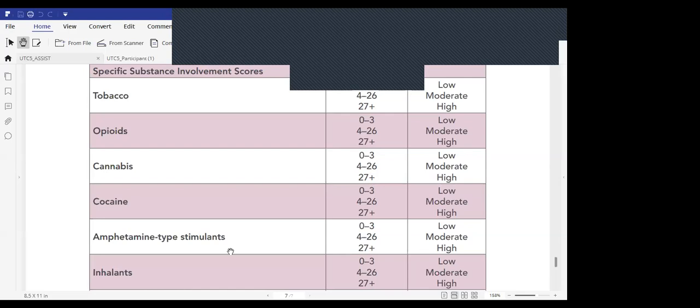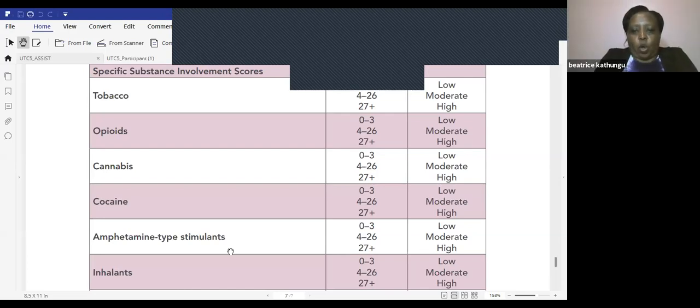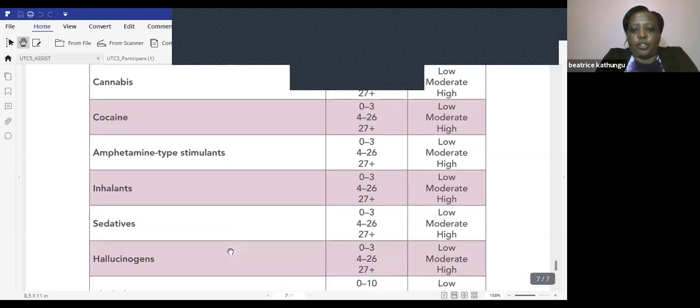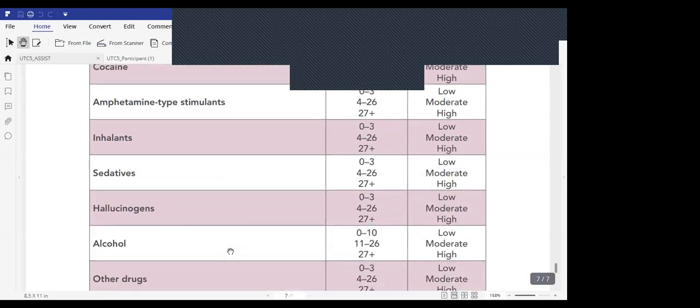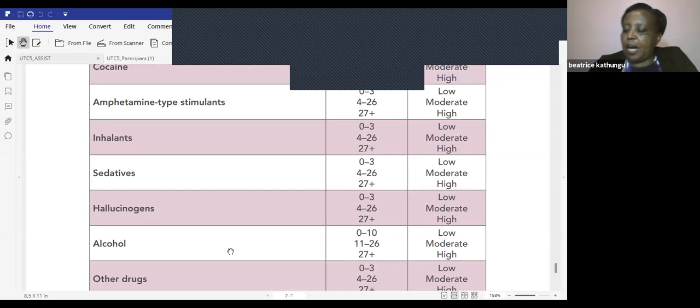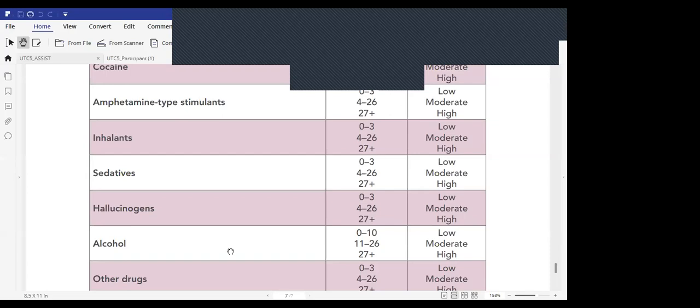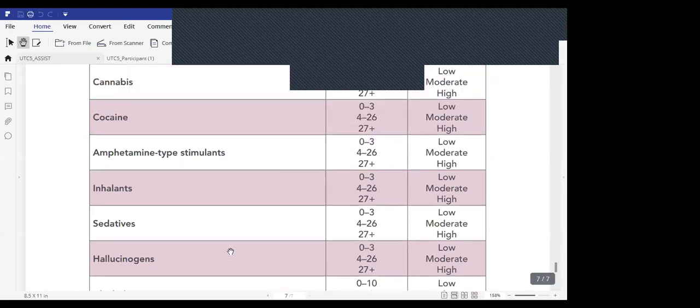Very good. What about for alcohol? Look at alcohol. You're told anything above 27 is high. So for alcohol, he has 32. So we give him high. Alcohol is high. So that's his report card.